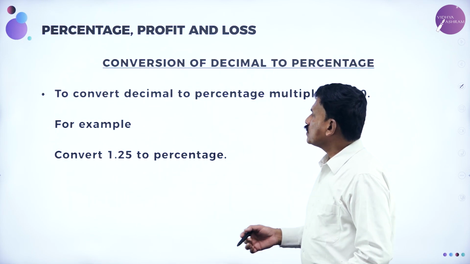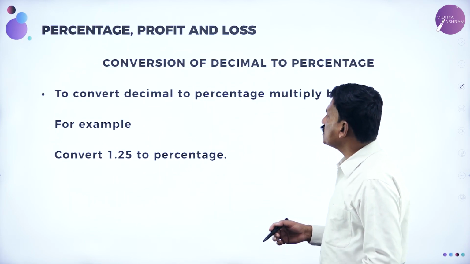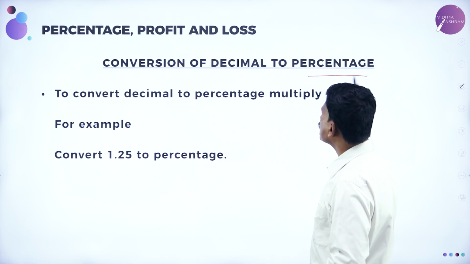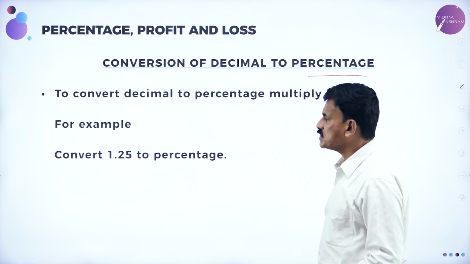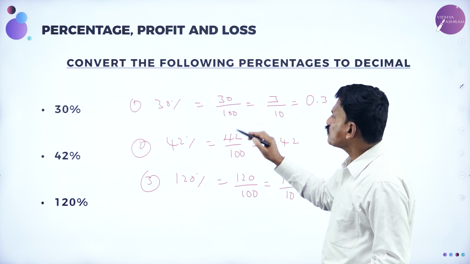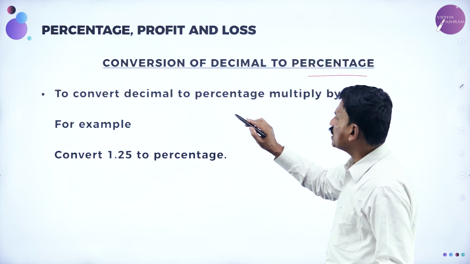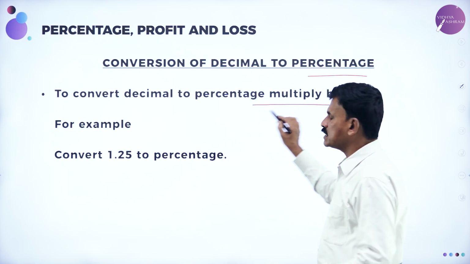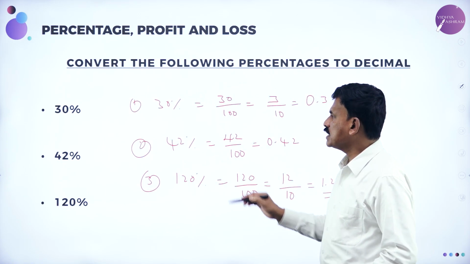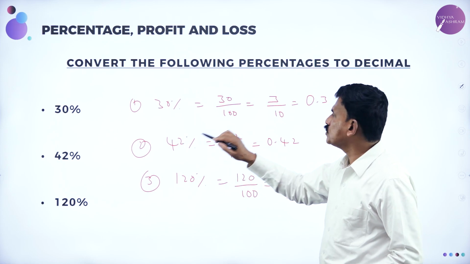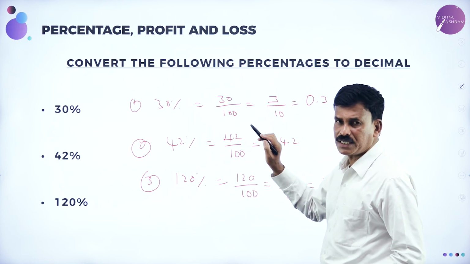Now, move on to the last concept, that is conversion of decimal to percentage. The previous one is percentage to decimal. Now it is decimal to percentage. To convert decimal into percentage, just multiply by 100. See the difference. To convert percentage into decimal, we are going to divide by 100.